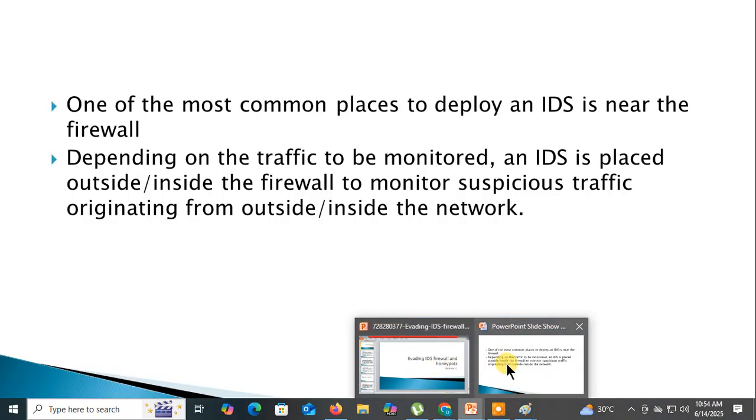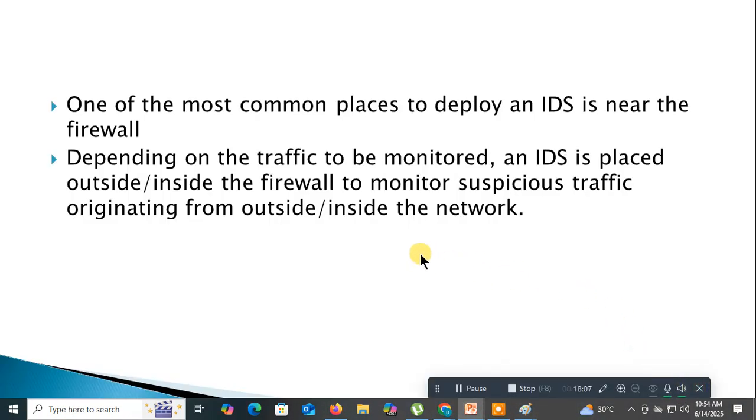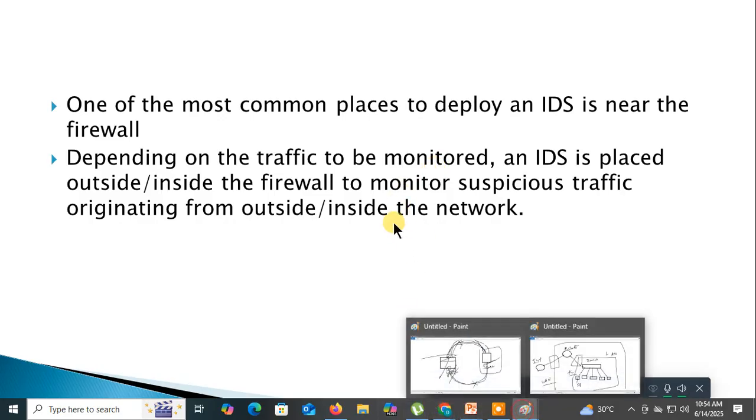So what does it mean? One of the most common places to deploy IDS is near the firewall. Depending upon the traffic to be monitored, it is placed inside or outside. So what does it mean, inside here?